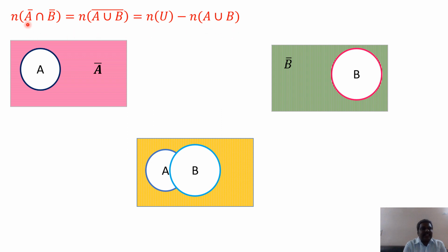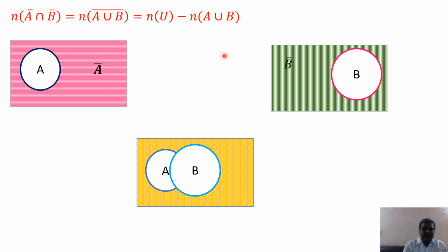A bar intersection B bar means neither A nor B: not happening of set A as well as not happening of B, which is equivalent to what? Total number of elements, meaning the number of elements in the universal set minus n of A union B. This is the relation between A bar, B bar and A, B. This is called De Morgan's law. With the help of these two simple tools, we can solve so many problems related to JEE Mains as well as Advanced, like derangements as well as the number of ways of distributing different things to different persons or objects.